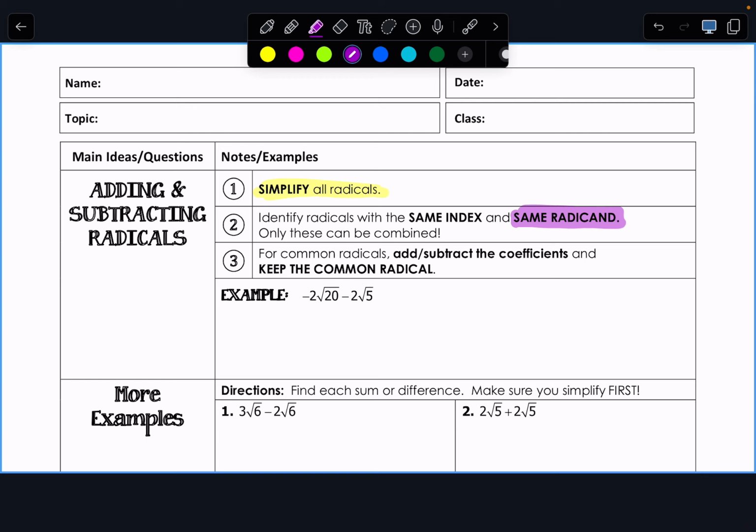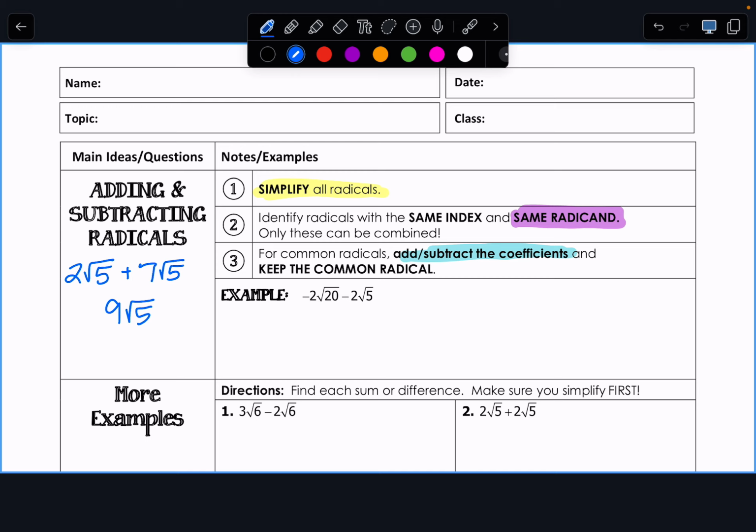Then what's going to happen is we're going to treat it a lot like combining like terms. As long as we have the same radicand, then we're going to add and subtract the coefficients, keeping the radical the same. For example, if I have 2 square root of 5 plus 7 square root of 5, how many square roots of 5s do we have? 9. We have 9 square roots of 5. Kind of like 2x plus 7x is 9x. It's that same concept where the radical needs to be the same, and it's going to stay the same when we add and subtract.